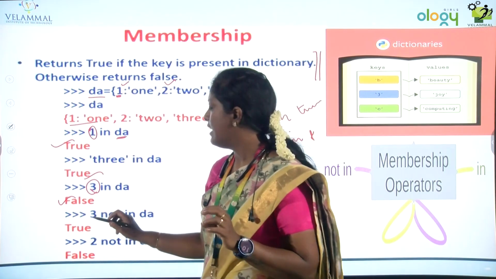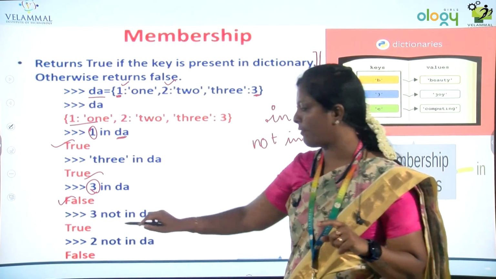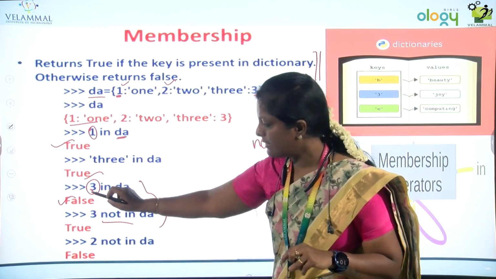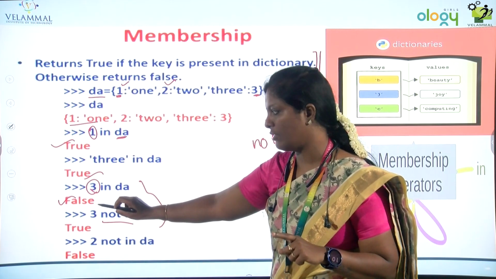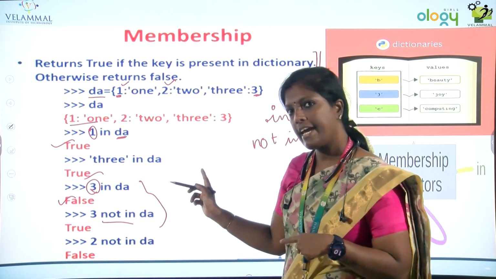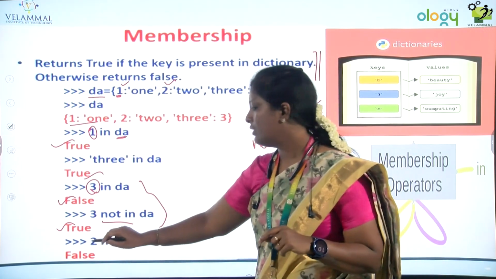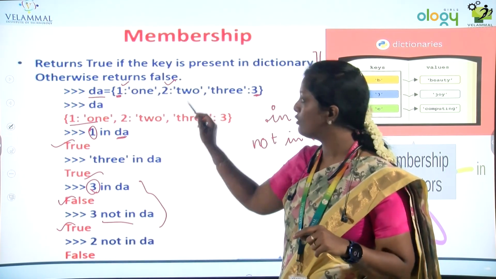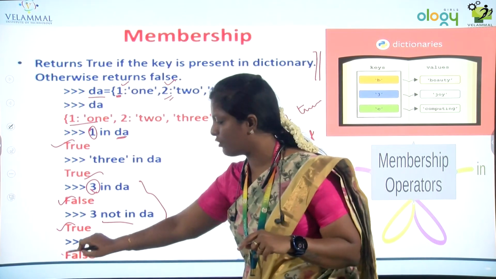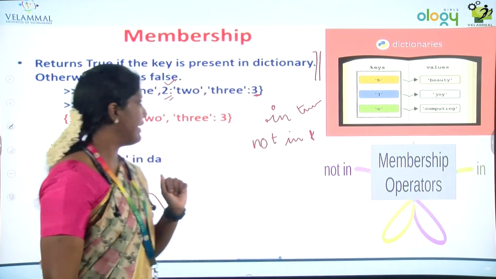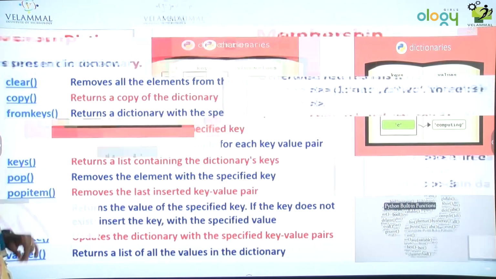Next, I'm going to check with another membership function called not in. The same thing. See, is 3 in DA? False. 3 not in DA? True. It's not there, so it's true. 2 not in DA? 2 is available, so it will give false. This is how your membership functions work. Are you clear, children? Right. Let me go on to the next slide.